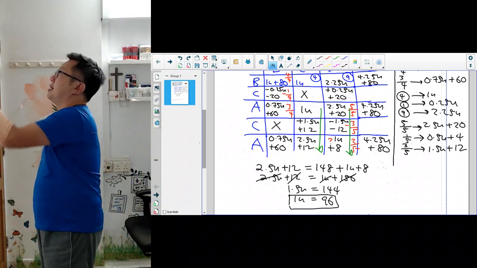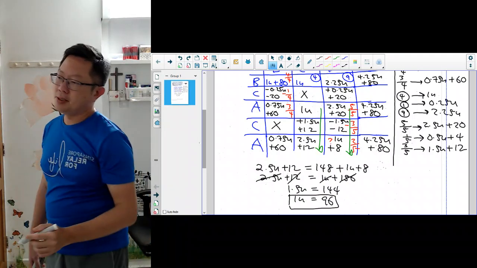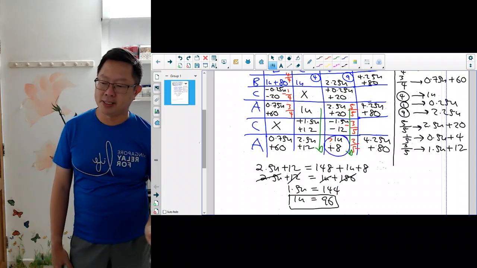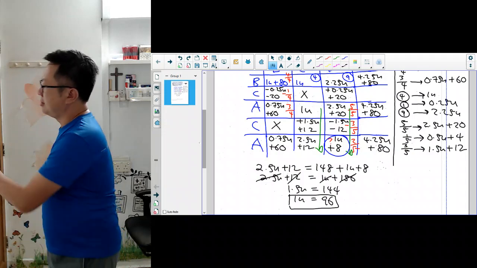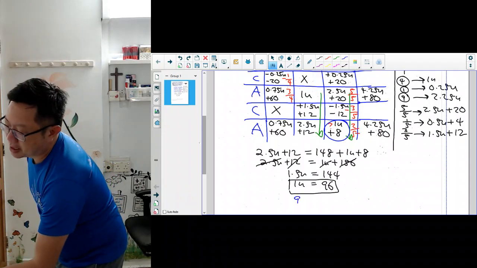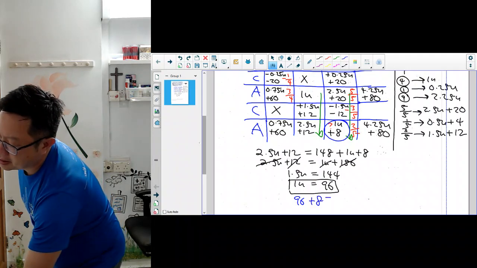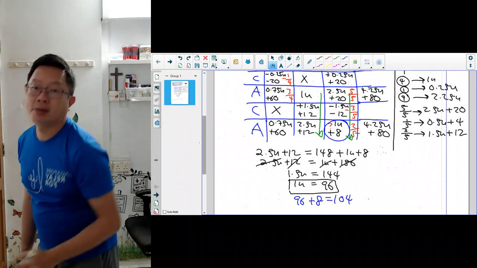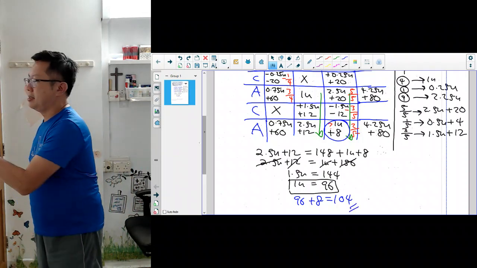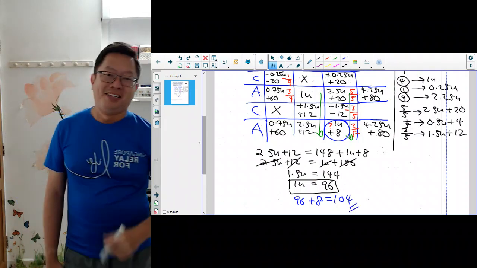So Dinesh has how many in the end? Dinesh has 1 unit plus 8, right? Which means that your answer will be 96 plus 8, so Dinesh must have 96 plus 8, which is 104. Okay, 104 stickers in the end. And that's how you use the table method to do this very hard question.